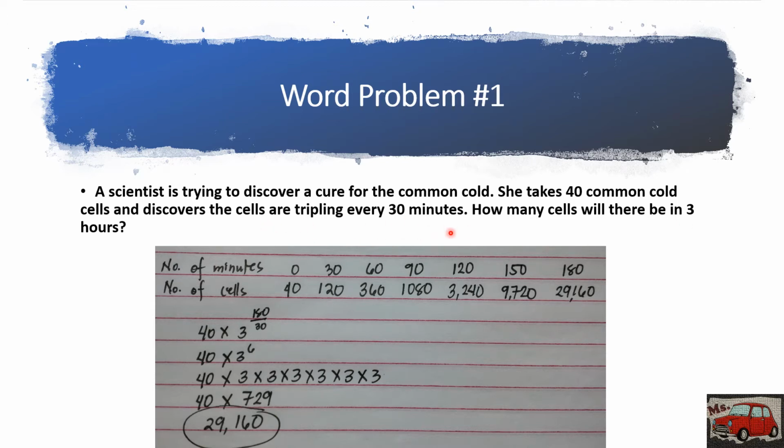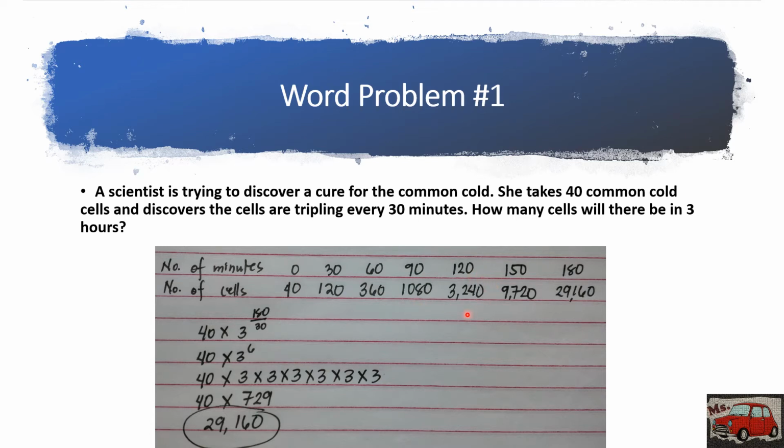Okay? So, if we will use the table, ganito yung mangyayari. 0 minutes, 40 common cells. Okay? So, ibig sabihin, hindi pa yan natitriple. After 30 minutes, natriple na siya. So, yung 40 natin, naging 120. After another 30 minutes, which is naging 60 minutes na, yung 120 na triple ulit, so that will be 360. So, in 90 minutes, it will be 1,080.